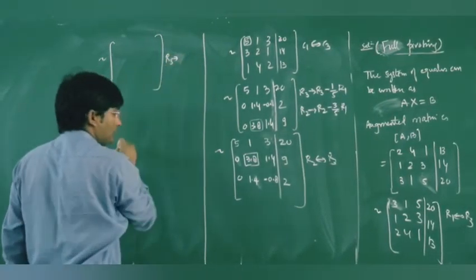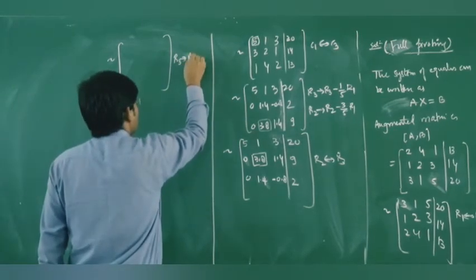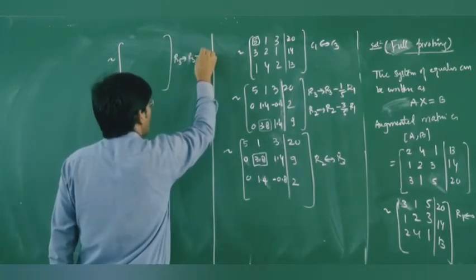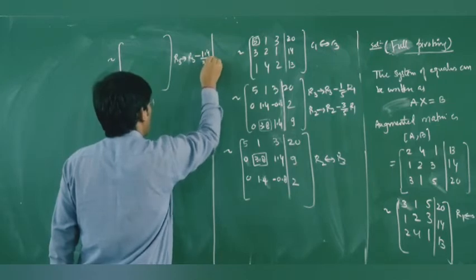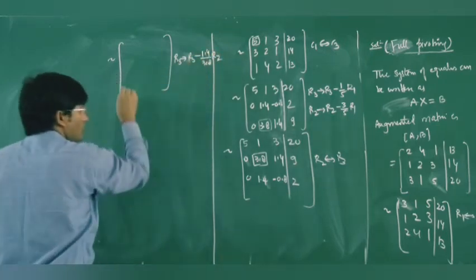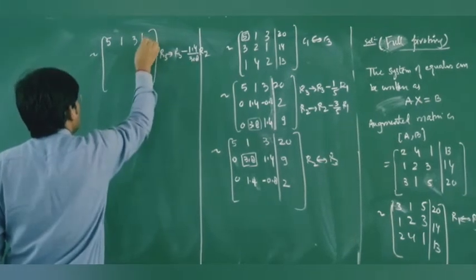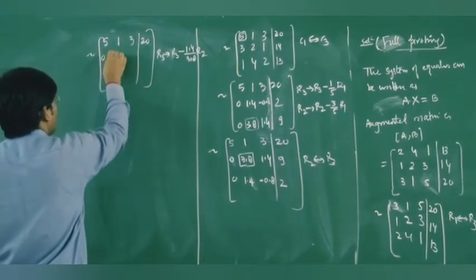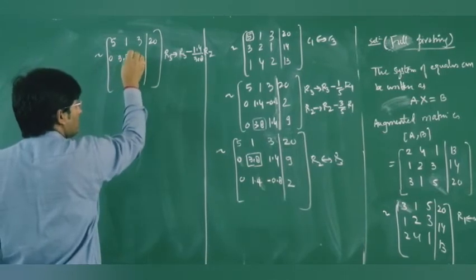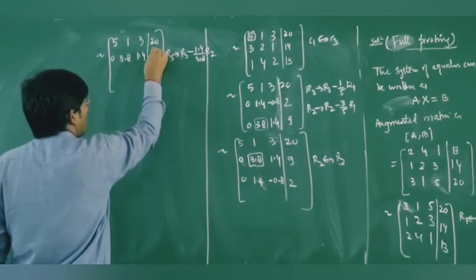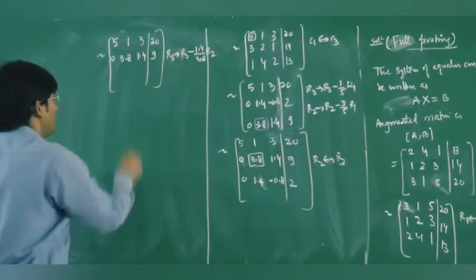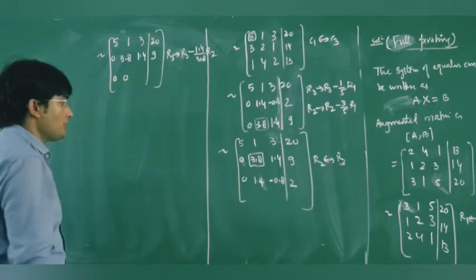R3 minus 1.4 upon 3.8 of R2. So this will give you 5, 1, 3, then we have 20. Now this is your 0, 3.8, then we have 1.4, and then we have 9. Now this will be your 0, and again this will become 0.